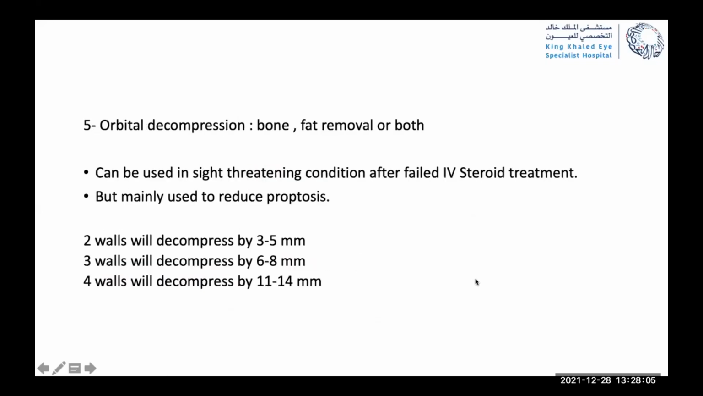Orbital decompression can be bone, fat, or both, and can be used in sight-threatening conditions after failed IV steroid treatment, but it is mainly used to reduce proptosis. Generally, if we decompress two walls, that will reduce proptosis by 3 to 5 millimeter, and 3-wall decompression can reduce proptosis by 6 to 8 millimeter. 4-wall decompression can reduce proptosis by 11 to 14 millimeter.